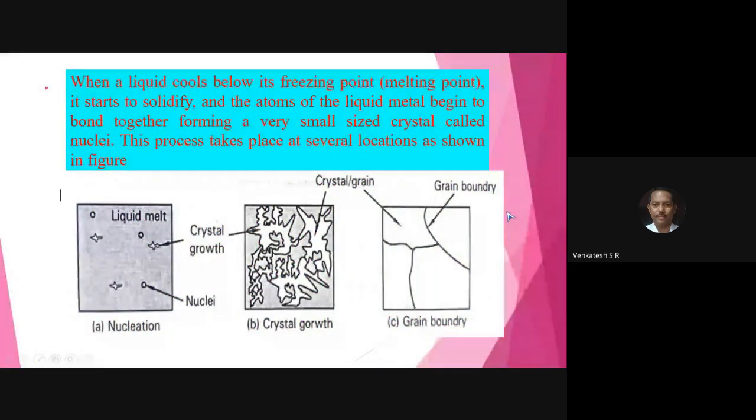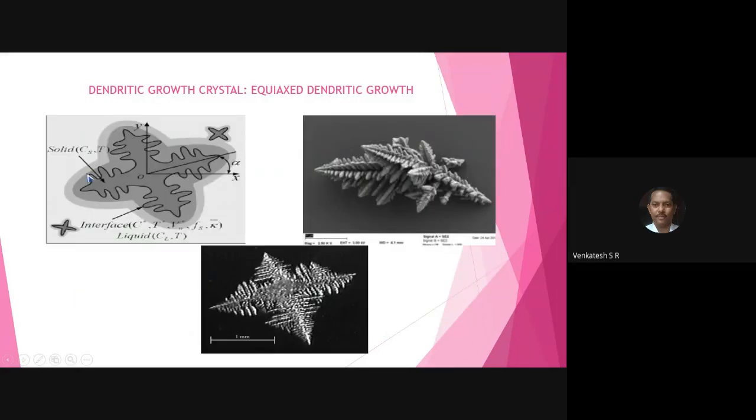Usually in solidification, three words are very, very important. First one, nucleation, crystal growth, and grain boundary. Crystal nucleation means the nuclei formed in the liquid metal grow in size, attract the neighbor nuclei, and form the crystal. After that, the crystal again grows, just like an antenna of a TV, and forms the grain boundary. So these three words are very, very important: nucleation, crystal growth, and grain boundary. All of you observe here, this is very, very important for mechanical engineers.